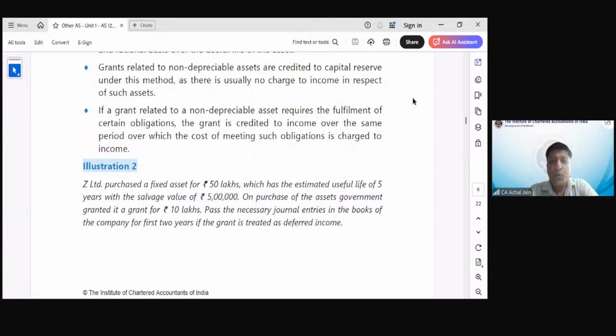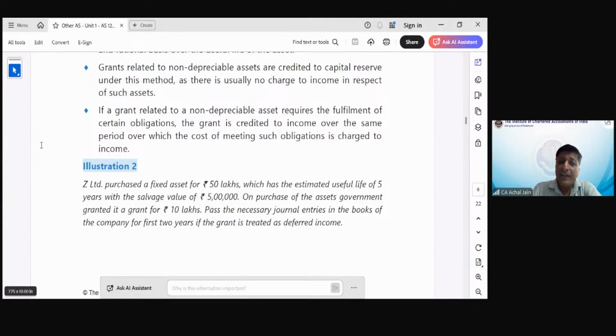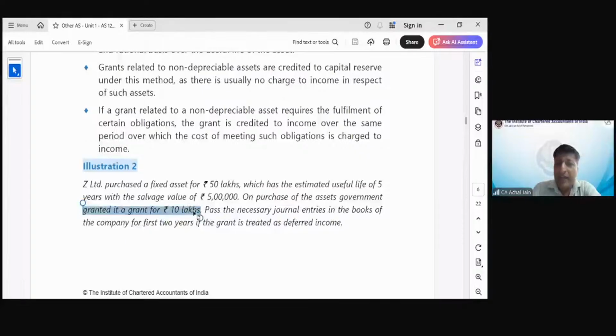When the question has clarified the grant is 10 lakhs, how can you change the amount of government grant? Can we change the amount of government grant? Tell me. No, sir. So if the question has very clearly given that government has given a grant of 10 lakhs, why do you want to change it?